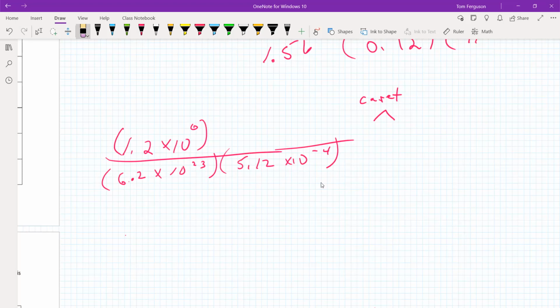All right, let's look at this problem here. Now this is a harder problem because it's got scientific notation. We've got 1.2 times 10 to the 6 divided by 6.2 times 10 to the 23rd. You're going to know this number extremely well. This is called Avogadro's number. Times, in the denominator, 5.12 times 10 to the minus 4. Okay, what is that?